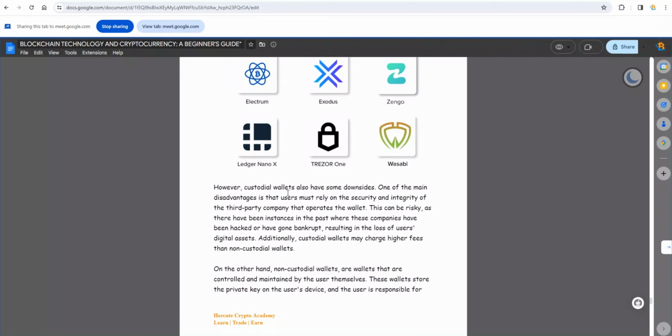Now, custodial wallets have some downsides. One of the main disadvantages is that users must rely on the security and integrity of the third-party company that operates the wallet. This can be risky, as there have been instances in the past where these companies have been hacked or have gone bankrupt, resulting in the loss of users' digital assets. Additionally, custodial wallets may charge higher fees than non-custodial wallets. And actually, that is where the business is, because they're offering this wallet for free, and of course, they also take your identity, and they will charge you a fee for you to be able to use their services.